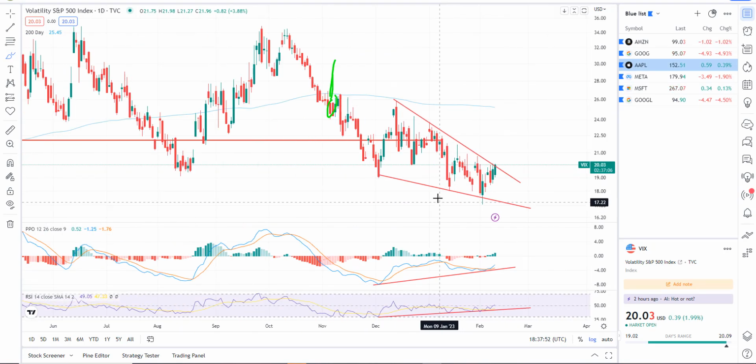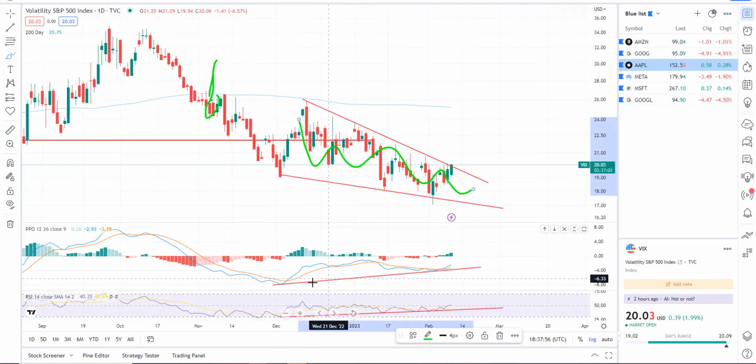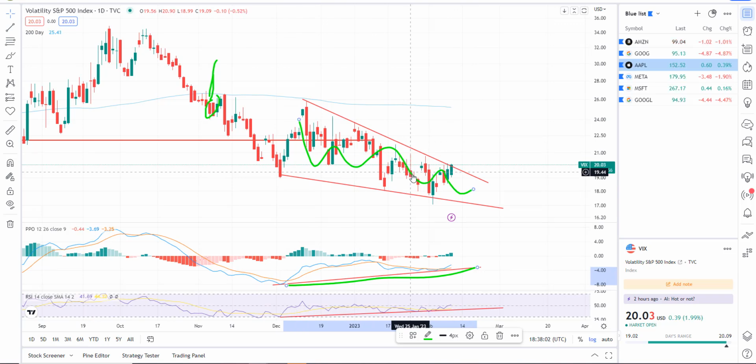Speaking of the potential for a breakdown, let's take a look at the VIX. Ultimately on the VIX, I'm zeroing out on this daily chart. I'm seeing we have a bullish falling wedge pattern. We have bullish divergence on the daily chart. We've got basically a setup. This is a bullish setup.